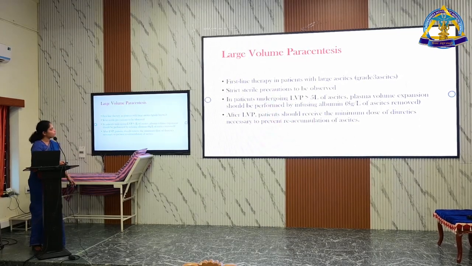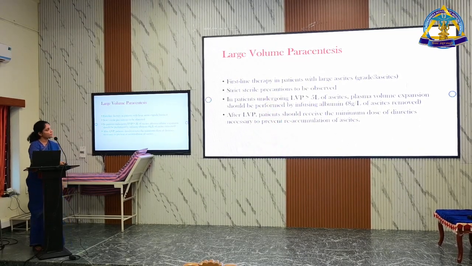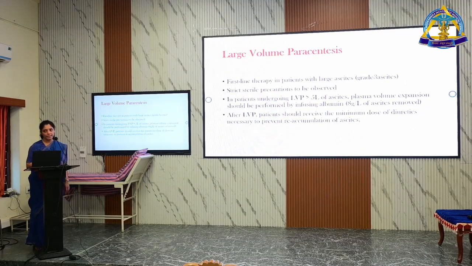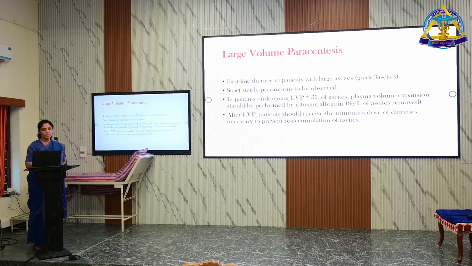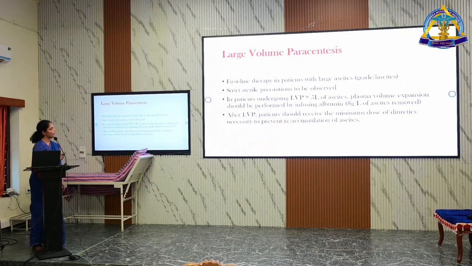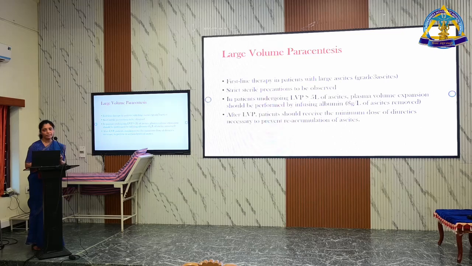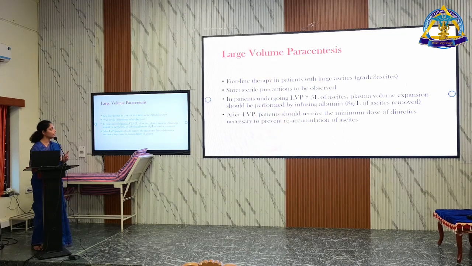So what is large volume paracentesis? It is a first-line therapy in patients with large ascites, that is grade 3 ascites. We should always observe strict sterile precautions. If the patient is going for an LVP of up to 5 liters of ascites, then that's not problematic. But if you're going for an LVP of more than 5 liters, the patient has a risk of developing what is called post-paracentesis circulatory dysfunction.